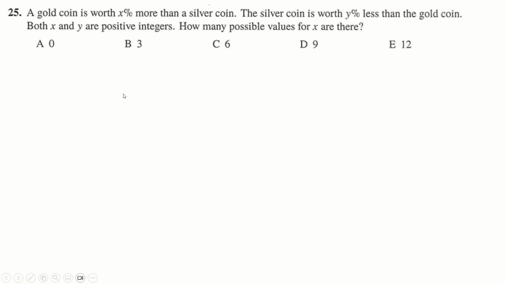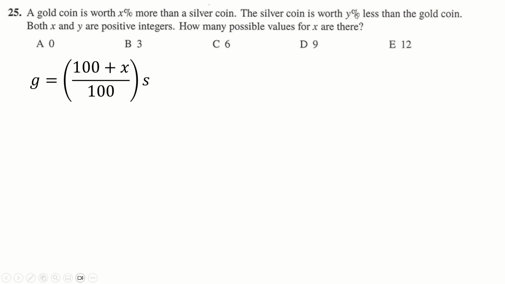I just had to throw in an edit here because this slide was animated completely wrong. But anyway, gold coin, we'll call it G, is worth X% more than a silver coin, which we'll call S. So X% more, well, if it was 5% more, that's 1.05. But how do you actually get that? Well, it's 100 plus 5 divided by 100. So for an X% more, it's 100 plus X divided by 100. So G is 100 plus X divided by 100 times S.